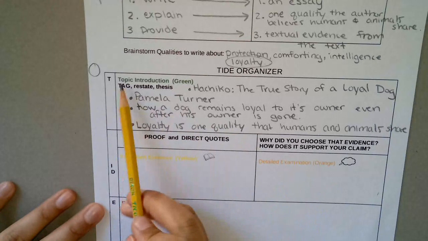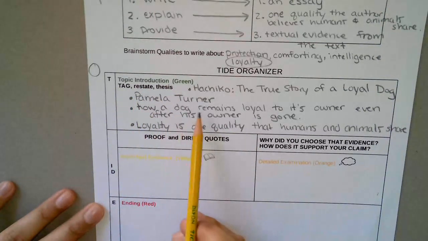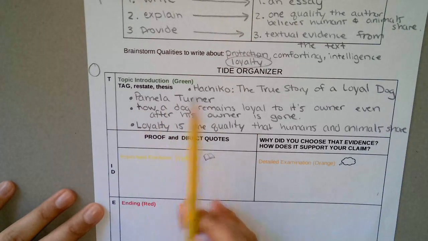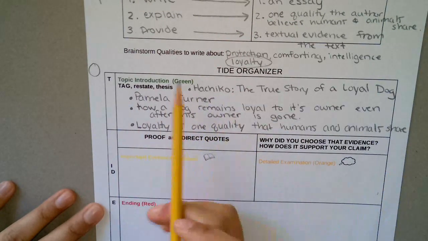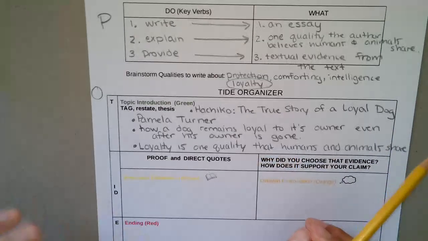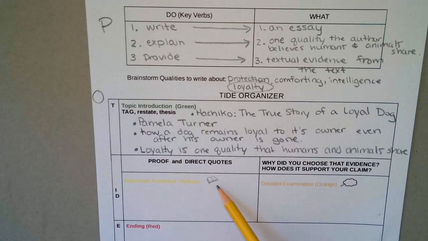All right, so my topic, planning for my topic introduction is done, okay? I'm just putting bullet points here. And then when I'm ready to write, once I'm done planning everything, that's when I'll take all of this and put those into sentences and paragraphs. So now I need to find the proof or the direct quotes from the text. So let me get my text. Move this over.